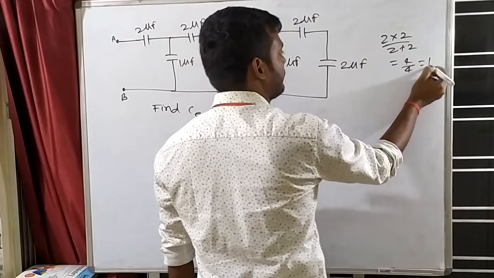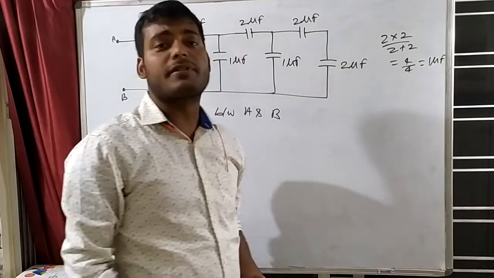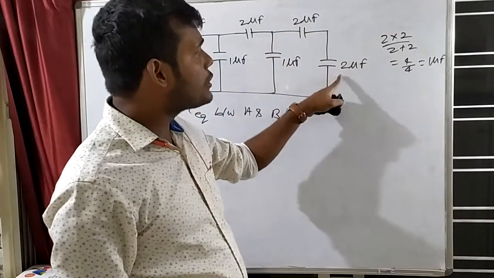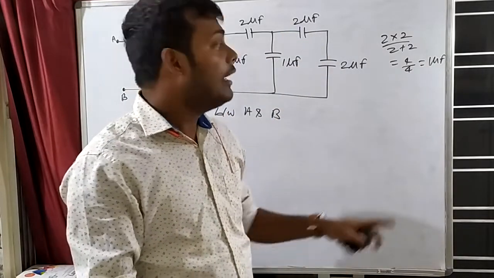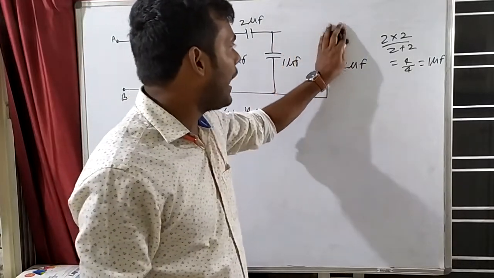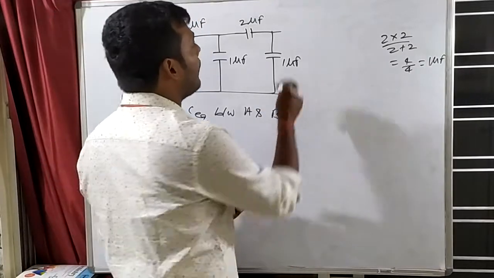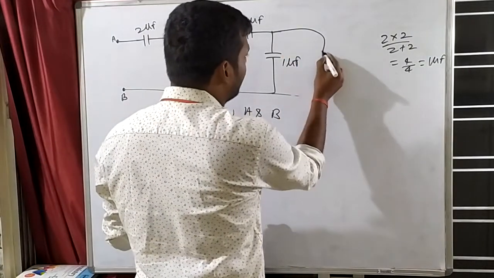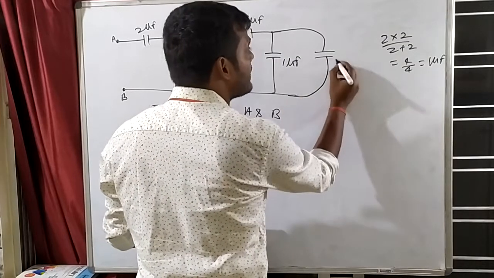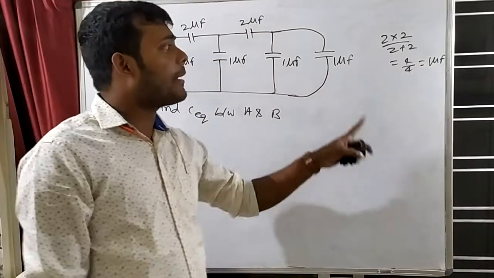That is 1. That means the equivalent capacitance of this capacitor and this capacitor will be 1 microfarad. So just replace these 2 capacitors with a single capacitor, and that value will be 1 microfarad. तो हमने क्या किया? दोनों कैपेसिटर का इक्विवेलेंट कैपेसिटेंस निकाल लिया और उसको मैंने रिप्लेस कर दिया एक सिंगल कैपेसिटर से, right? And that single capacitor capacitance is 1 microfarad.